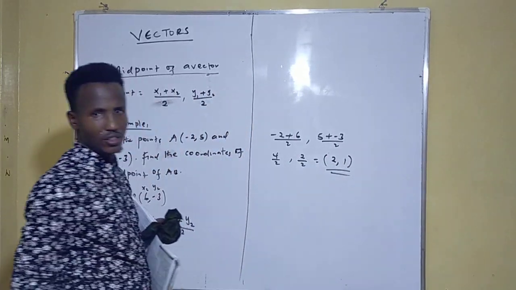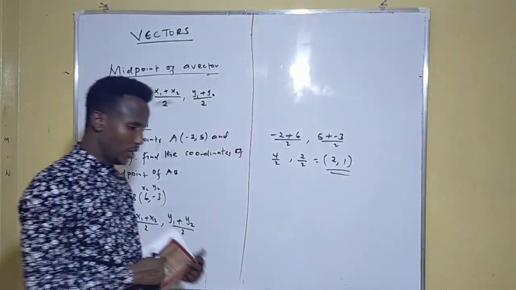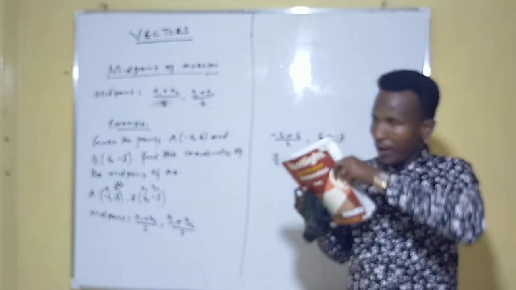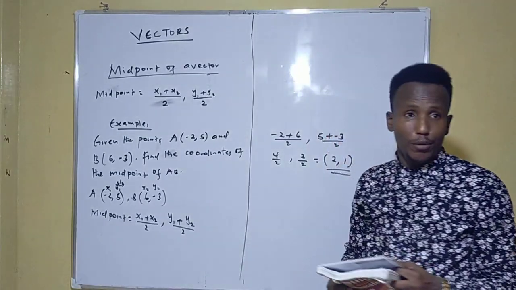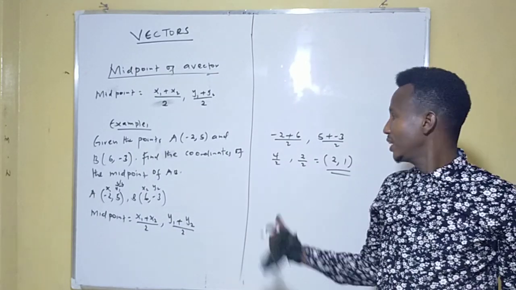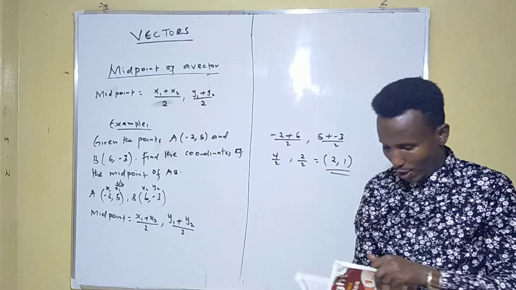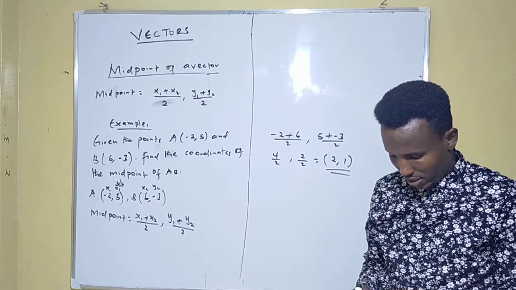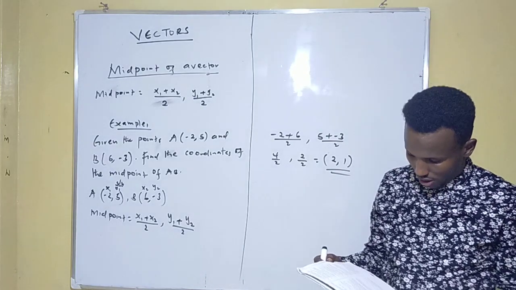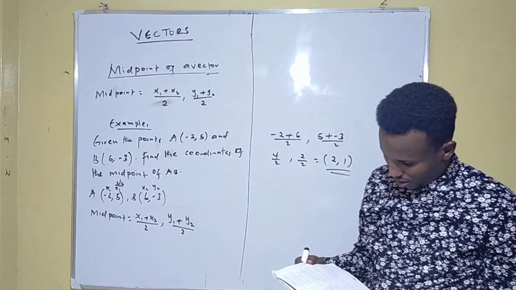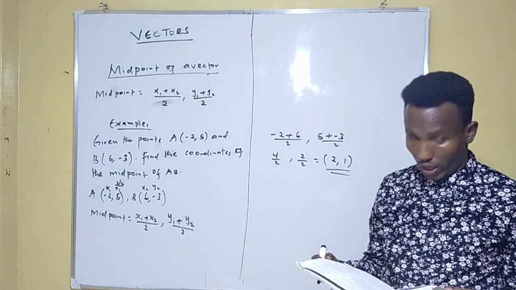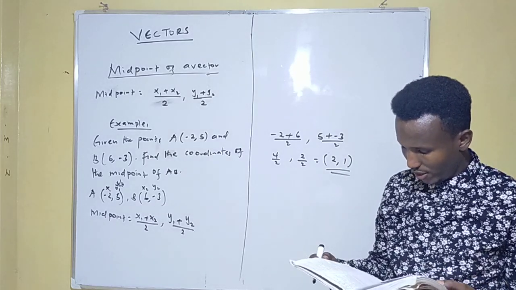Final answer, you're going to say x1 plus x2 divided by 2, comma, y1 plus y2 divided by 2. Very easy. So that's how we are going to get the midpoint of any vector. The midpoint of a vector is gotten as x1 plus x2 divided by 2, comma, y1 plus y2 divided by 2, for your information.